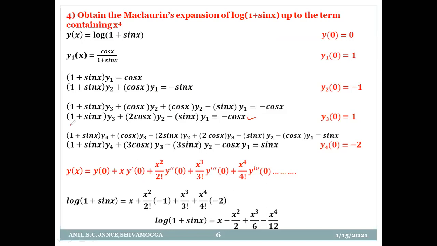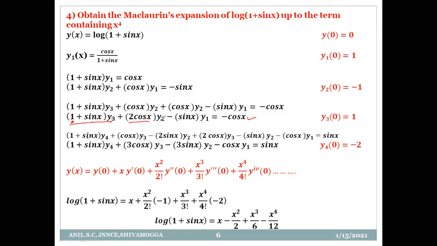First, we shall differentiate this function. 1 plus sin x is the first function and y3 is the second function. 1 plus sin x into the derivative of y3, which is y4, plus the second function y3 into the derivative of 1 plus sin x. 1 is a constant, its derivative is 0, and the derivative of sin x is cos x.